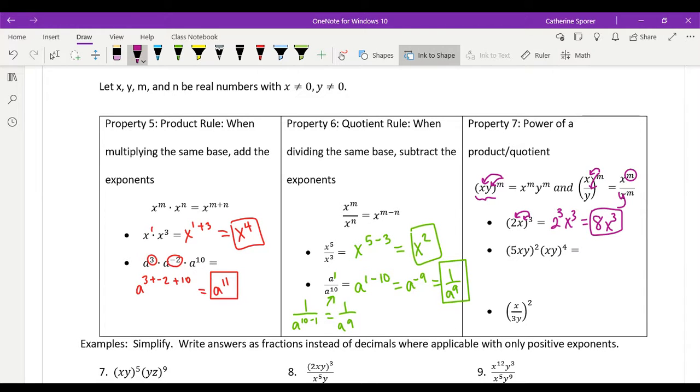With the second one, 5xy squared, then xy to the fourth, we distribute the 2 in to get 5 squared, x squared, y squared, and x to the fourth, y to the fourth, when we distribute the 4 into the second parentheses. Then simplifying this, we would have 5 squared is 25, and then we would add the powers of the x's, so x to the 2 plus 4 is x to the 6, and then y to the 2 and y to the 4, so y to the 2 plus 4 is y to the 6.